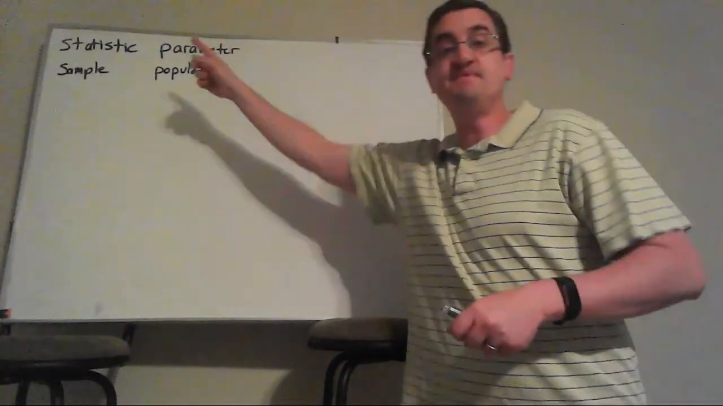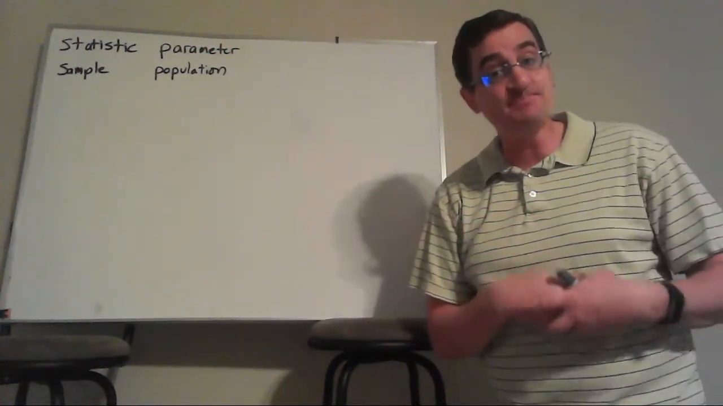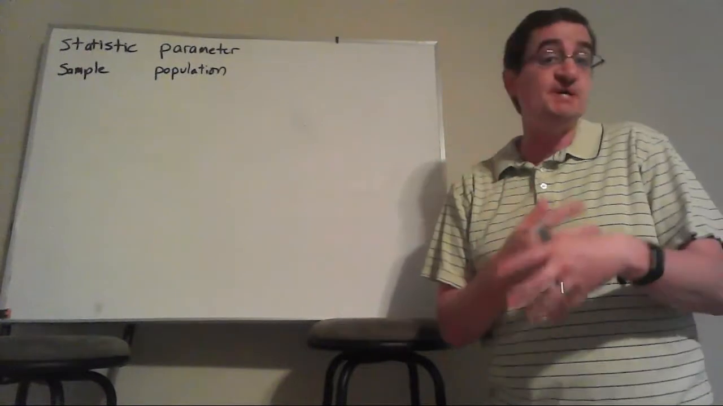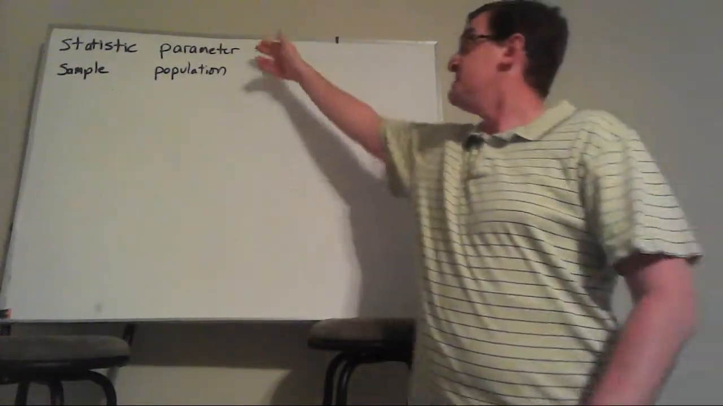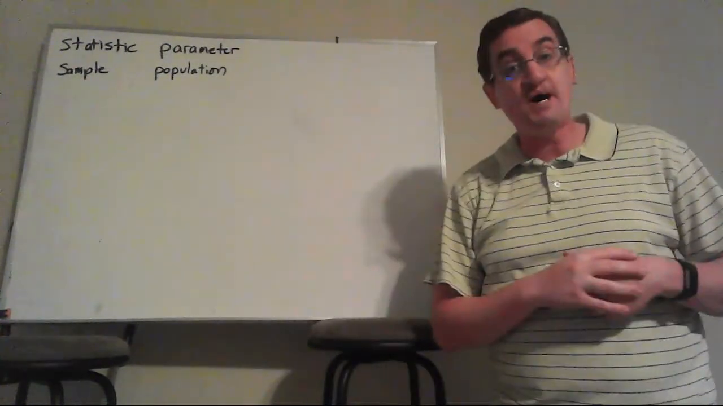And a statistic versus parameter. Statistic comes from a sample, and as such it has error based off who you randomly select in the sample. The parameter is the true value for the whole population.